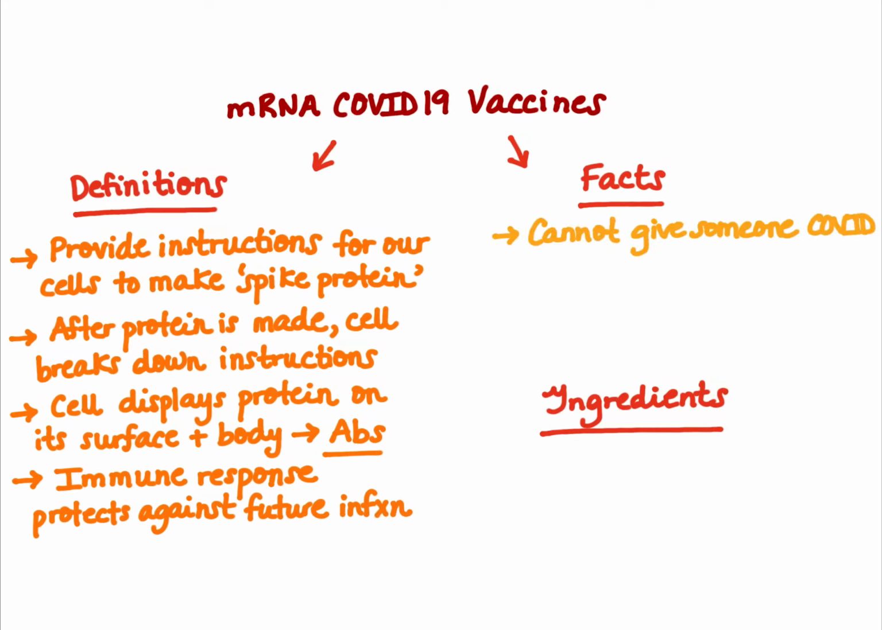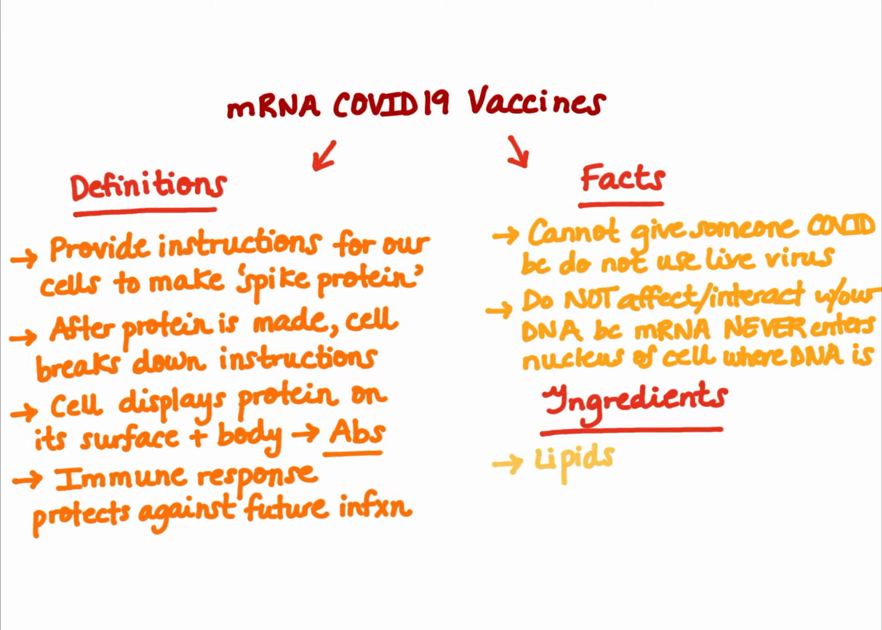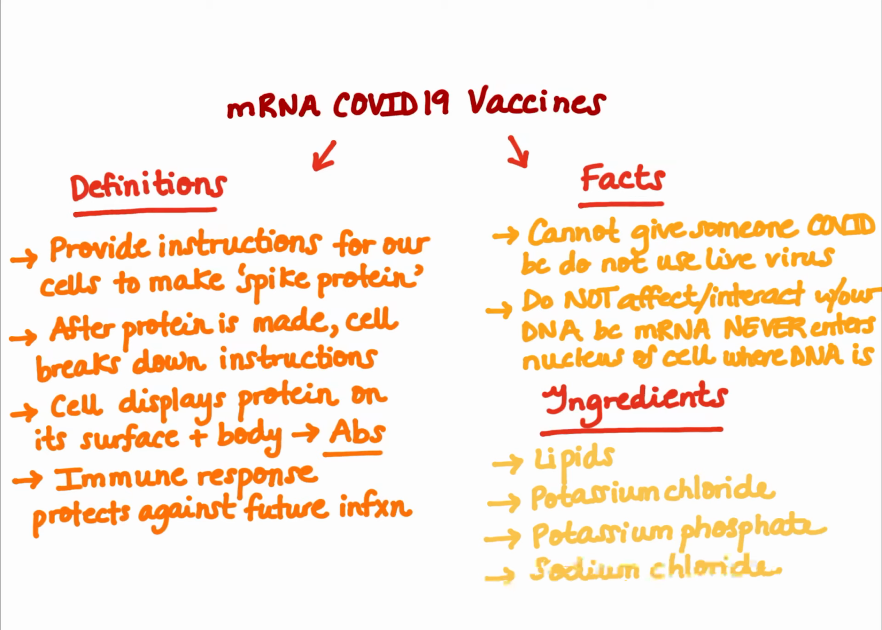Some facts regarding these mRNA vaccines is that they cannot give someone COVID-19. Again, these vaccines do not use the live virus that causes COVID. Additionally, they do not affect or interact with our DNA, because the mRNA never actually enters the nucleus of our cell where the DNA is made. And lastly, there has been complete transparency around the ingredients used in these vaccines, and you can find the fact sheet posted online as well as referenced in my textbook, where the link is in the description of this video.